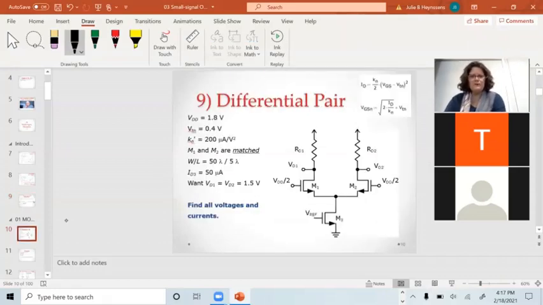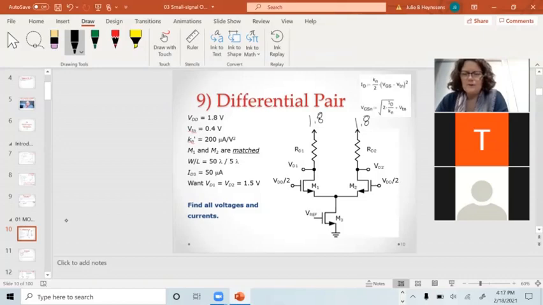This is where we left off, the dreaded differential pair. It's really not that bad, especially at this point. So I'm given some information here. I've got VDD is 1.8 volts, so I'm going to write that down. VTN, Kn prime, M1 and M2 are matched.